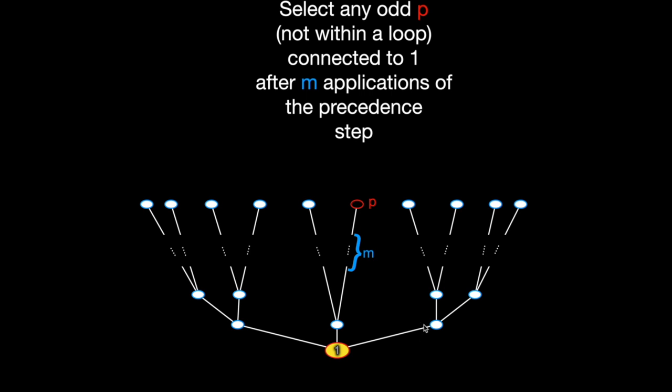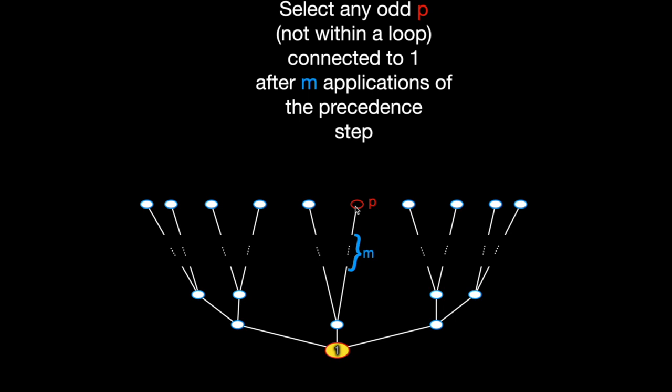So I can select any odd P that's not within a loop. Now, in the Collatz conjecture with what I'm dealing with, 3n plus 1, there are no odd numbers within the loop. The loop is 1, 4, 2, 1. 1 is an odd number, but I'm starting with 1.